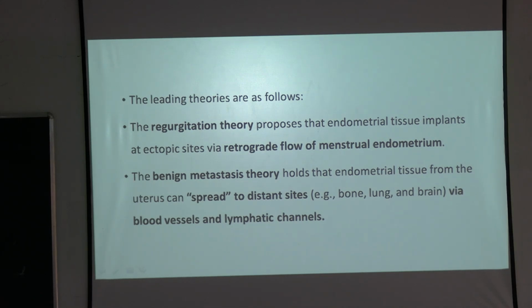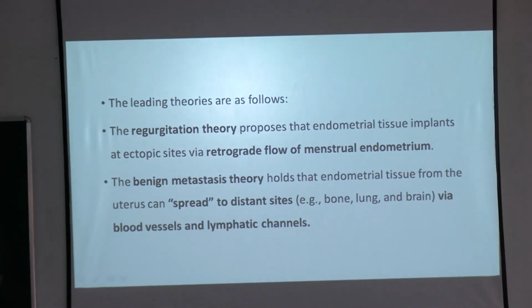And another site is uterosacral ligament. So, 3 common sites of endometriosis. First is ovary, second is pouch of Douglas, and third is uterosacral ligament.